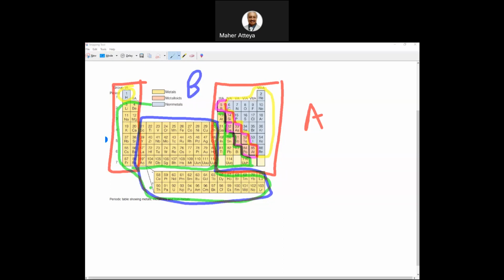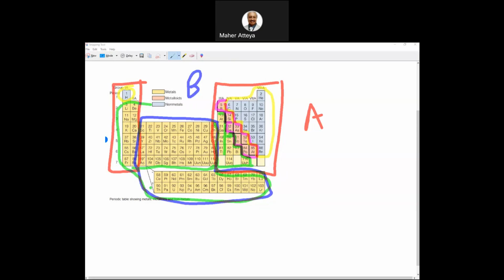So we said I can compress the non-metals, but I cannot compress the metals. Now, what's the third feature? Well, the third feature is most of the metals are solids. Most of the metals are solids. Now, do we have exceptions? Yes, we do have an exception.